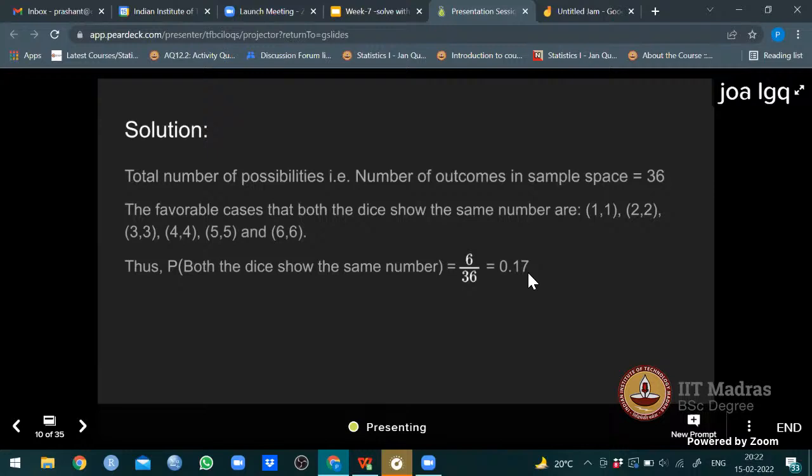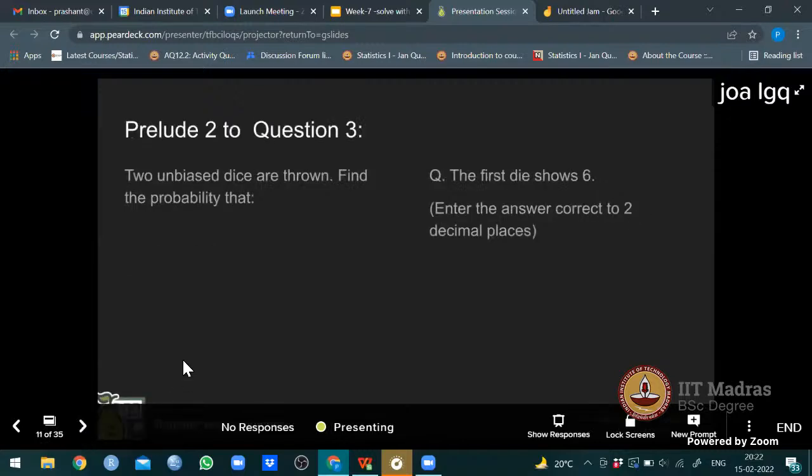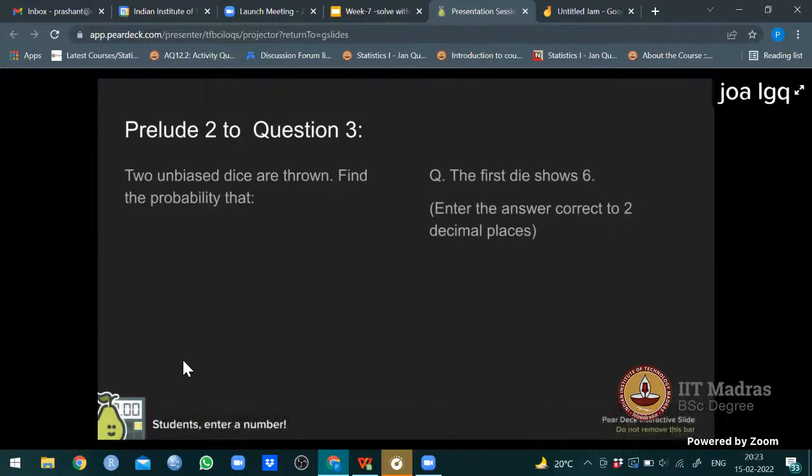Is it clear to everyone? Yes, sir. Fine. Let's move to the next question. This is also a very easy one. So I think it will take hardly 2 minutes.